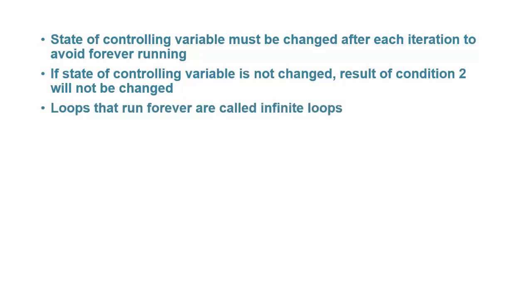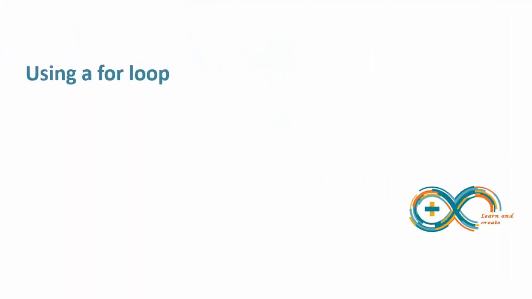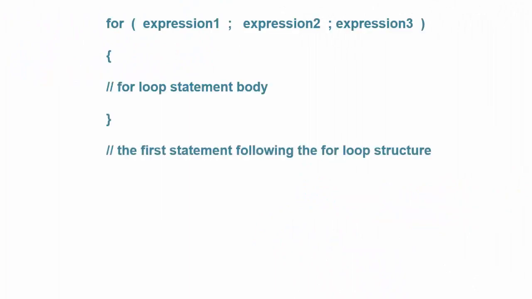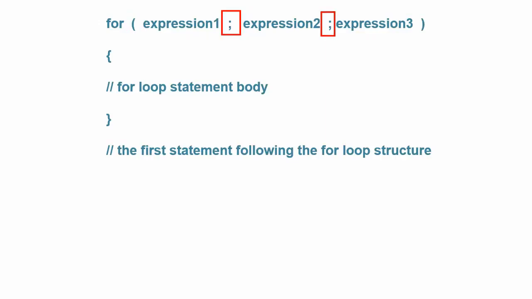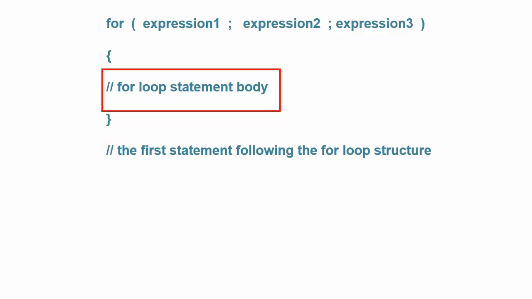With these three conditions in mind, let's examine the for loop control structure. The general syntax structure of a for loop is as follows. The for loop consists of the for keyword followed by an opening parenthesis. After the opening parenthesis come three expressions, each of which is separated from the other by a semicolon. The third expression is followed by a closing parenthesis, which is immediately followed by an opening brace. After the opening brace, there are one or more program statements that are to be controlled by the for loop.